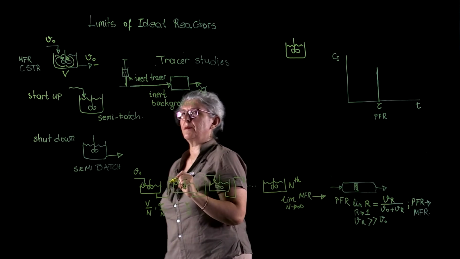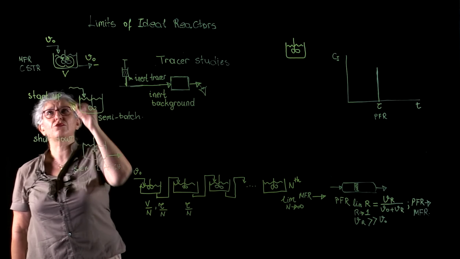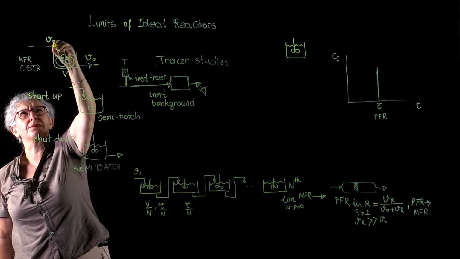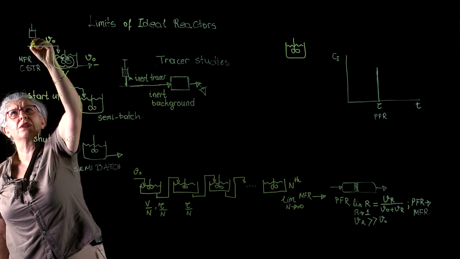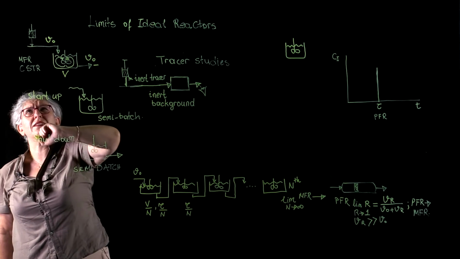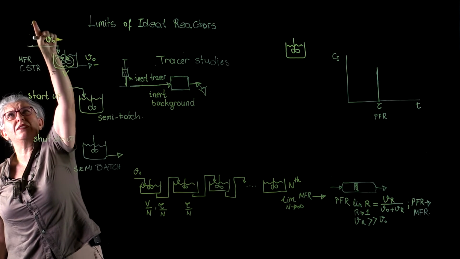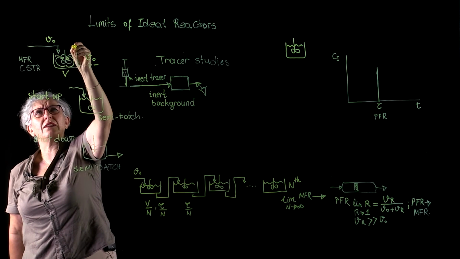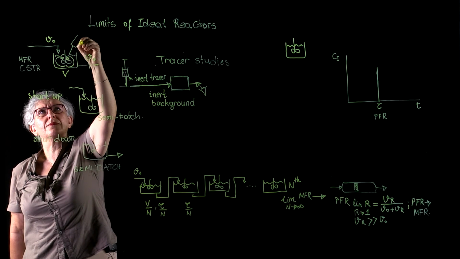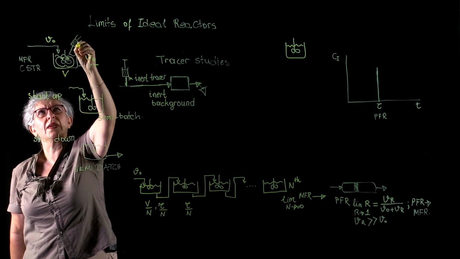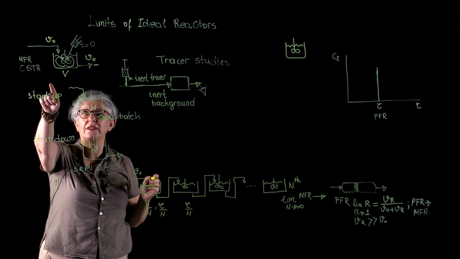Let us look at the CSTR behavior. In the CSTR, now we are going to introduce an inert tracer. Again, we have our syringe injecting the dye at this point, or let's inject the dye directly into the reactor at time t equal to 0. This is a perfectly mixed reactor.